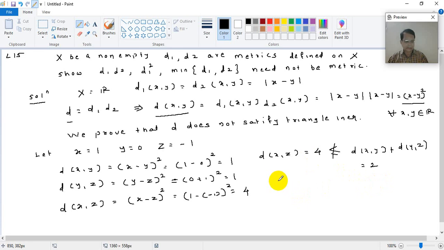Hence, the triangle inequality is not satisfied. That proves the required thing. So d1 into d2 is not a metric.